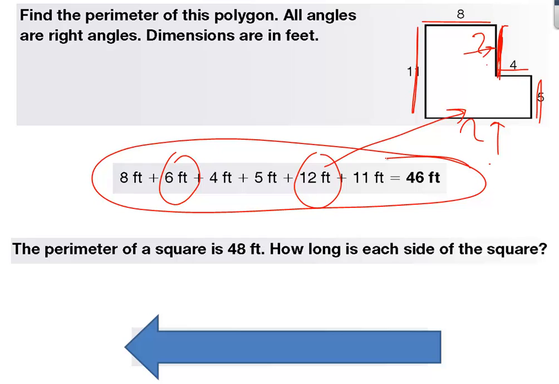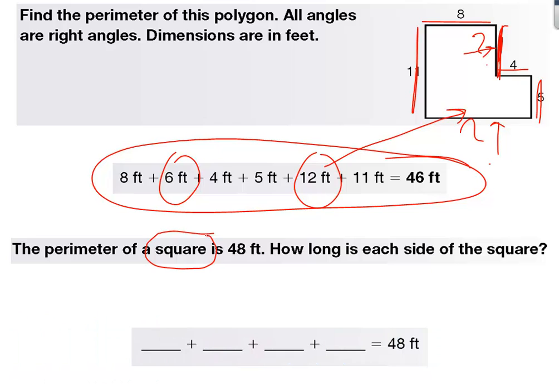So now think about it this way. If you don't have a picture, the perimeter of a square is 48 feet. How long is each side of the square? The most important word here is square. So if the perimeter of the square is 48 feet, how long is each side?